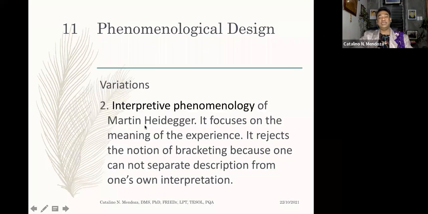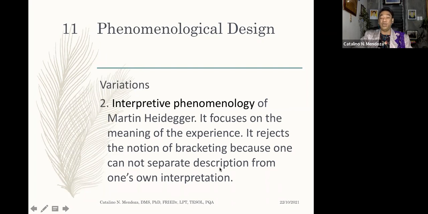So the next one is interpretative phenomenology of Martin Heidegger. It focuses on the meaning of the experience. It rejects the notion of bracketing because one cannot separate description from one's own interpretation. So interpretative phenomenology of Martin Heidegger means that you are supposed to include what you have experienced, but not based on your understanding and your knowledge. It is based on what you have experienced.